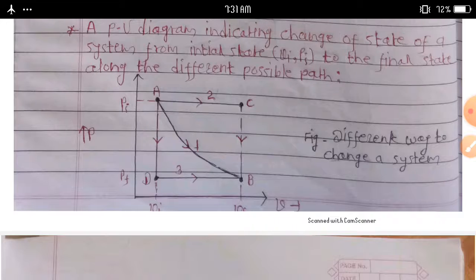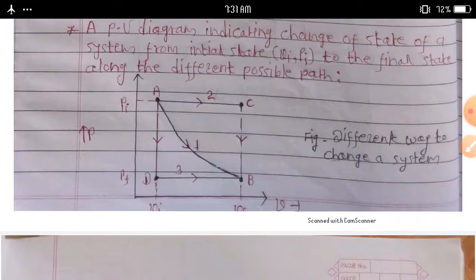This diagram shows a PV diagram indicating the change of state of a system from the initial state V_i, P_i to the final state along the different possible paths. Suppose this is the final state V_f, P_f.